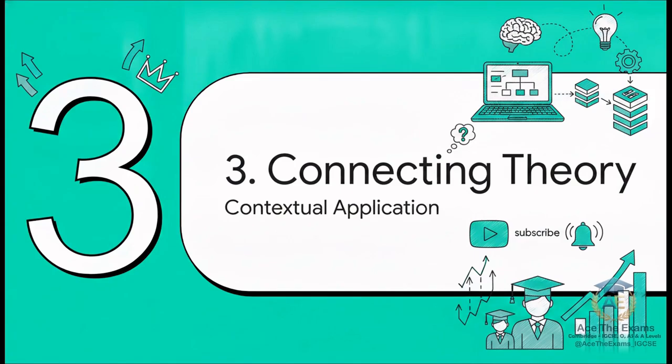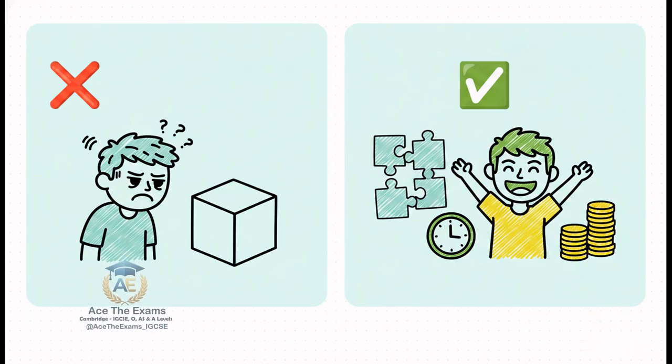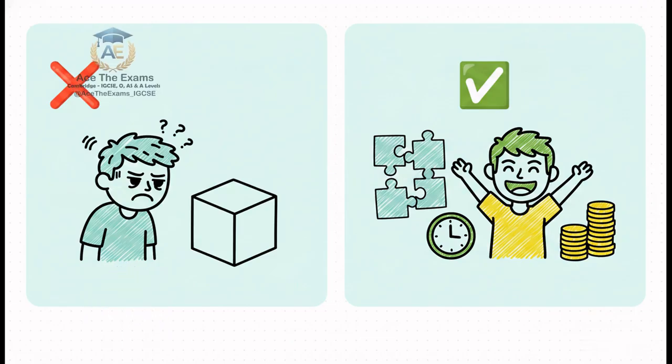Now for Section 3, Connecting Theory to Context. Let's see how the top-performing students actually adapt their knowledge on paper. Okay, let's do a quick interactive workshop right here. Look at the screen. We're going to contrast a generic, weak definition with a context-specific application using that PEEL framework we just talked about. A generic answer looks like this.